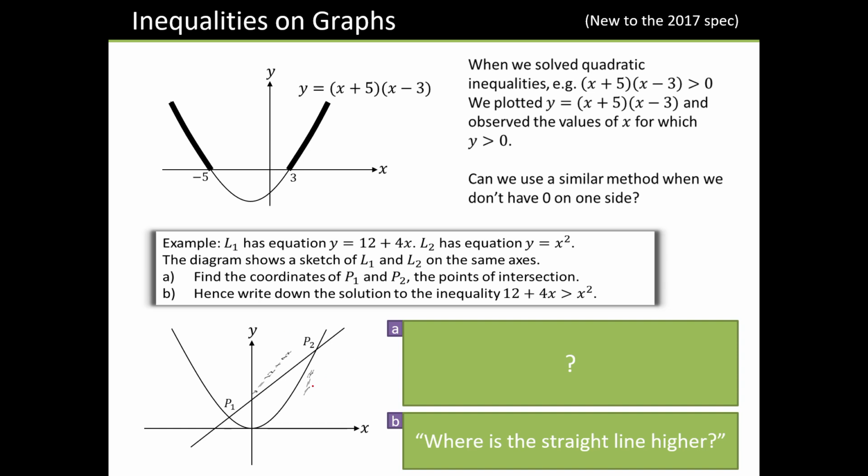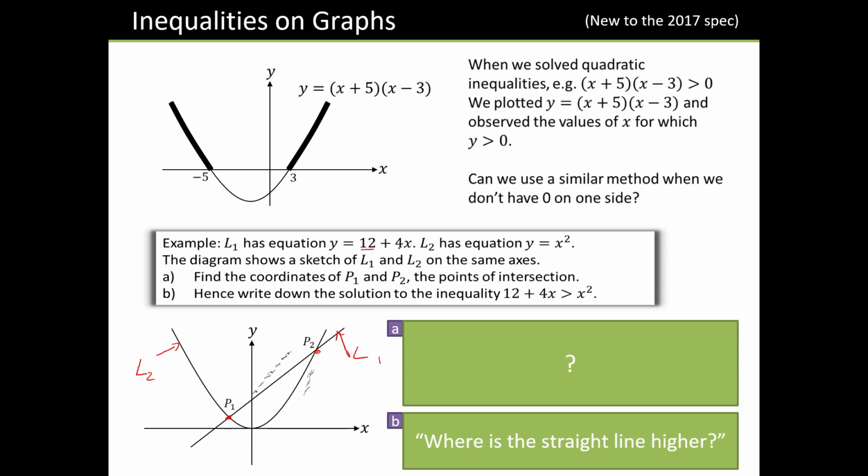We've got an example here where we've got some lines. We've got 12 plus 4x, so this line here is L1, because you can see clearly it's a straight line, 12 plus 4x. We've got another equation, which is y equals x squared, so this is line 2. Find the coordinates of P1 and P2. These are the points of intersection.